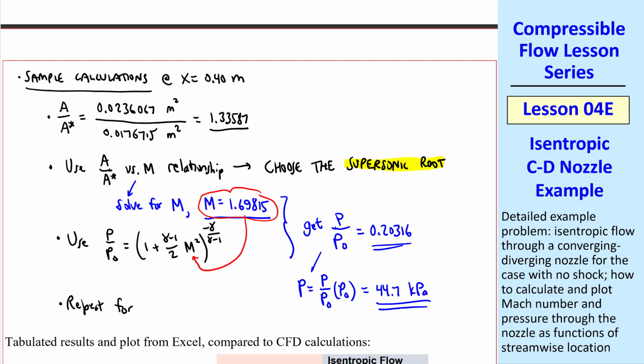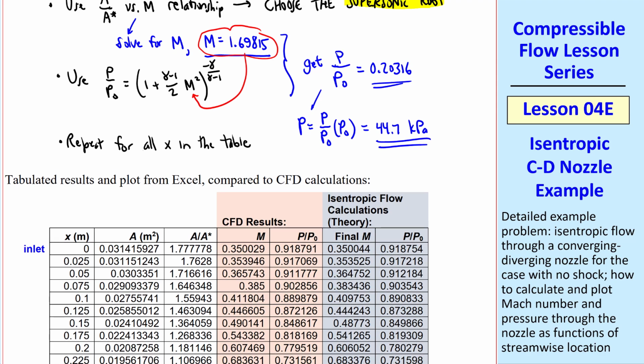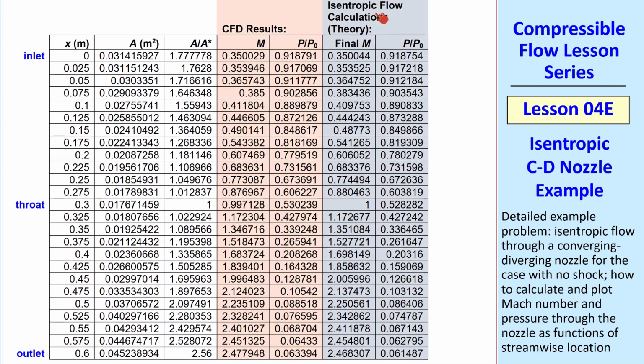Now we repeat these calculations for all x locations in the table. I used Excel, and I'll show my results here. These are our calculations from our isentropic equations, the theory, and I will compare them to CFD results. Notice how Mach number increases to 1 at the throat and then keeps increasing supersonically to the exit plane, or outlet. Our sample calculations were at x equals 0.4, and these values of Mach number and P over P naught agree with what we calculated by hand.